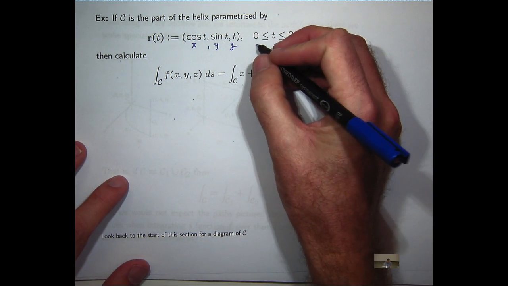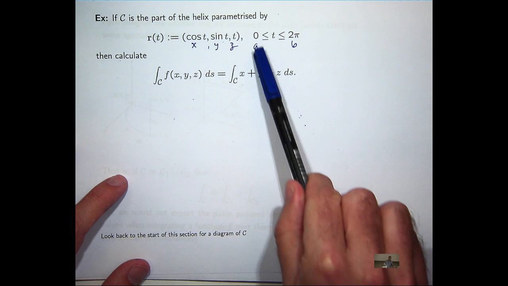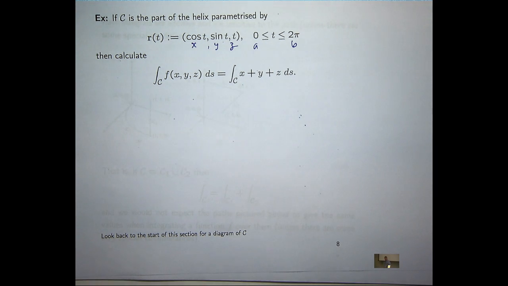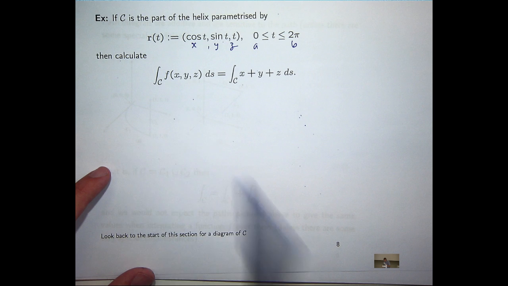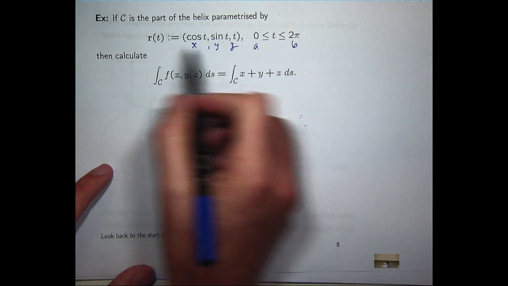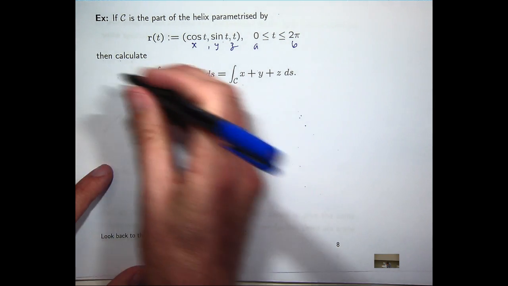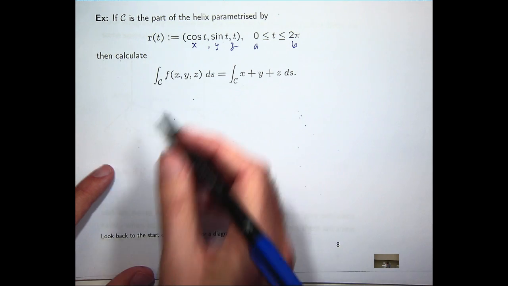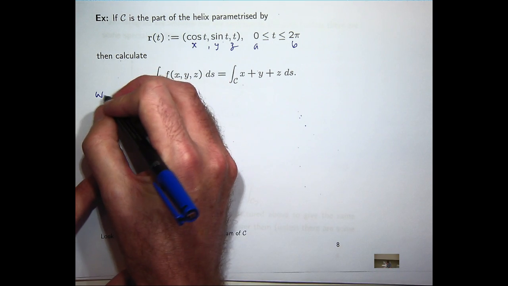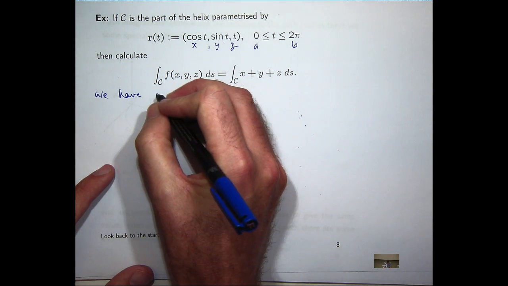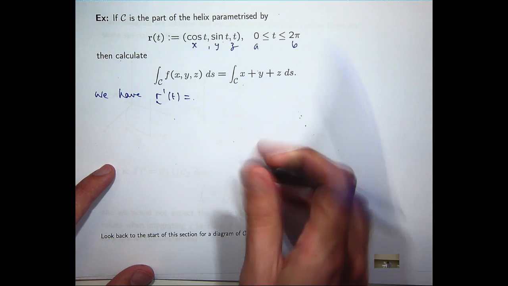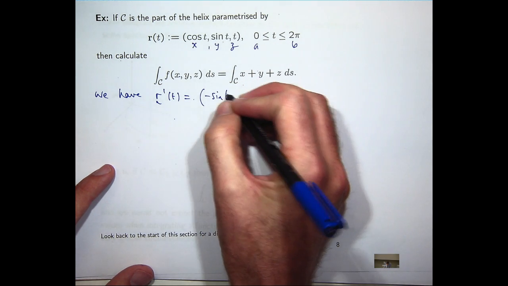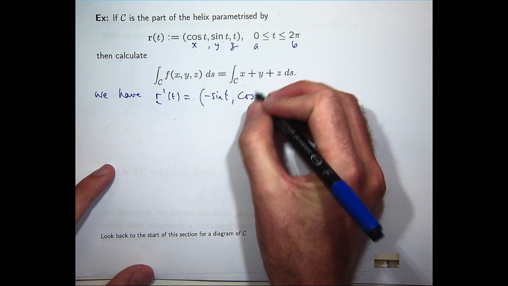My a and my b, my limits of integration, are going to be respectively 0 and 2 pi. So to calculate my line integral, first of all, I've got my parameterization. I can do two. Let's just calculate the derivative first. You don't have to. We can do it the other way. So I differentiate the components with respect to t. So cosine is going to go to minus sine. Sine's going to go to cosine, and t is going to go to 1.